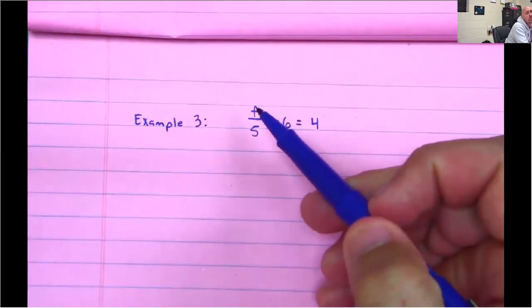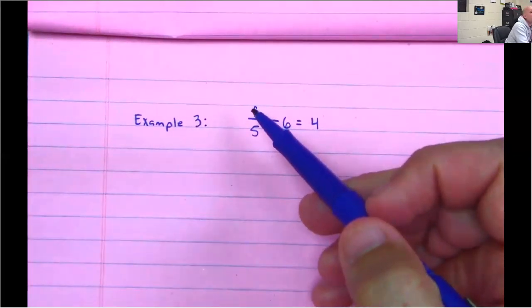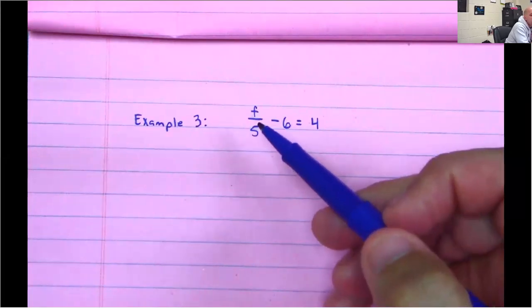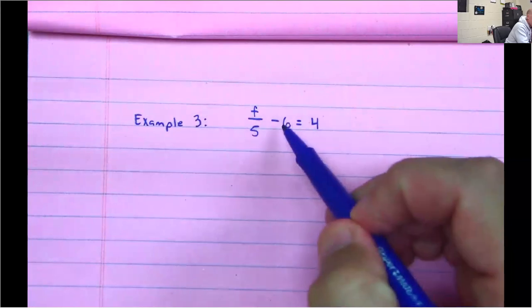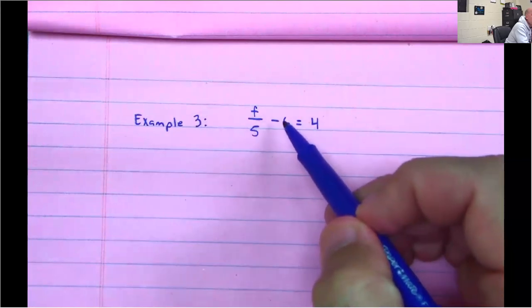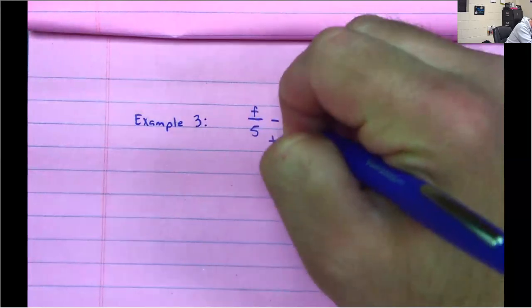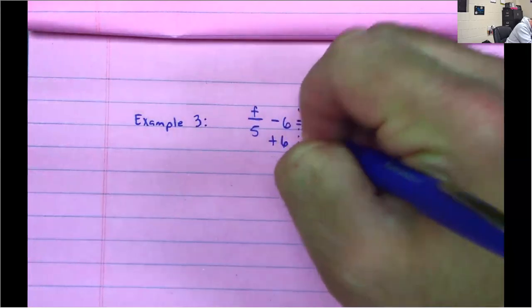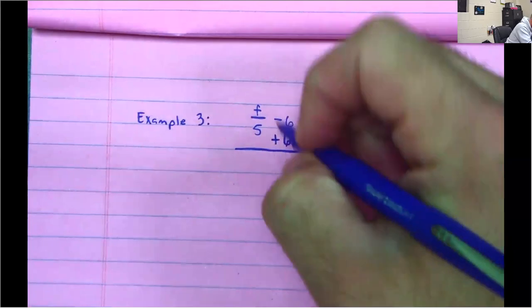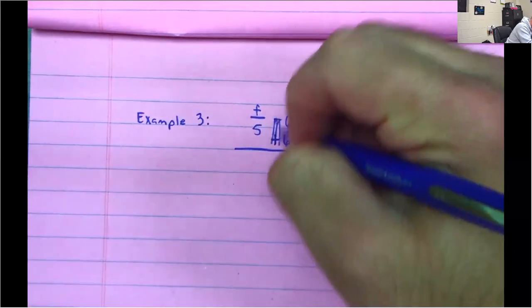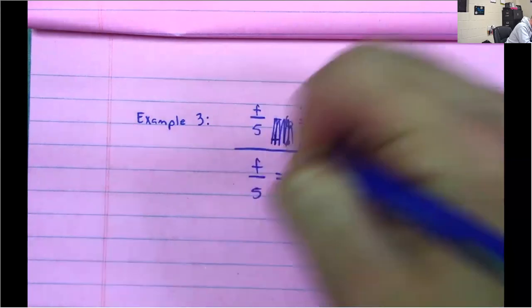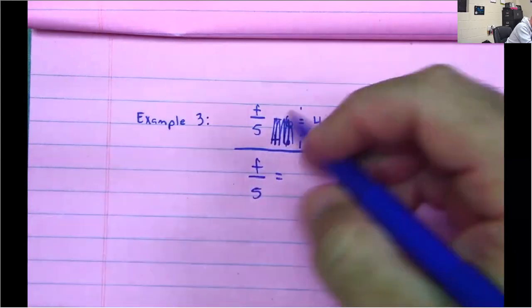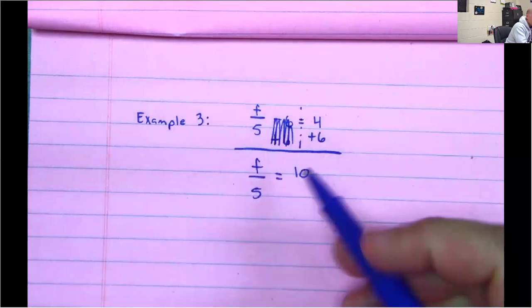Some unknown number F divided by 5, take away 6 equals 4. First step is to get rid of this -6 by adding 6 to both sides. 6 take away 6 goes away. 4 plus 6 is 10.